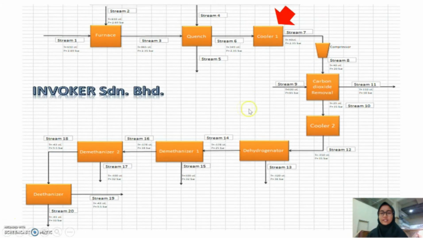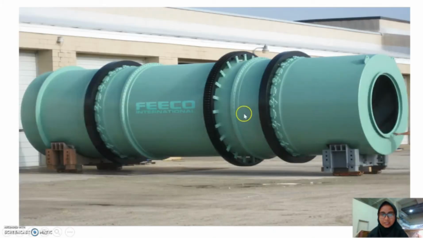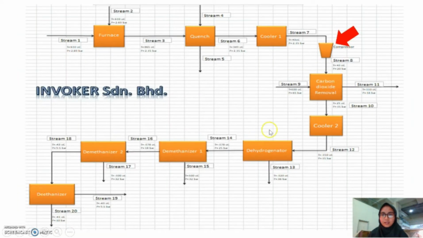Okay, now I would like to explain about the cooler. A cooler is a device to further reduce the temperature of the workpiece, but it will not change the compositions and the compounds of the material. These are examples of part of the cooler in the industry. After that, we have a compressor.